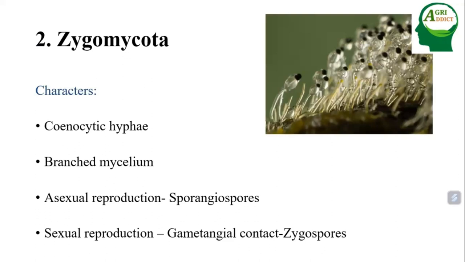Next, let us move on to the Zygomycota. This also has hyphae without any septations, which we call cenocytic hyphae, and the mycelium will be branched. Coming to asexual reproduction, it produces sporangiospores within a sac-like structure called the sporangium. This is the sporangiophore in which the sporangiospores will be produced. In sexual reproduction, there is gametangial contact and zygospores will be produced here.